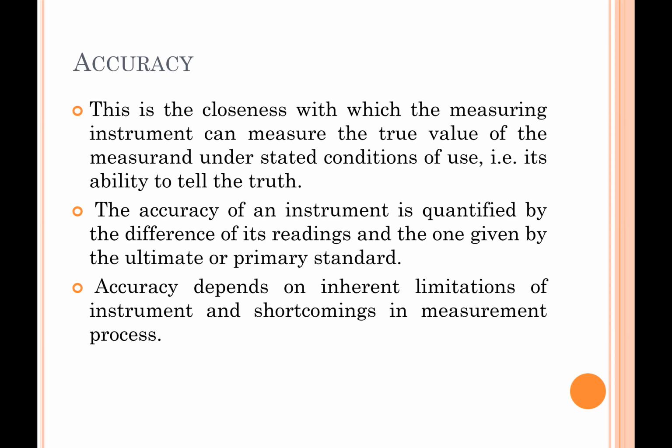Okay, in reality, if the temperature is suppose 40 degrees, then the capability of the instrument to give you the reading as close as possible to 40 degrees is actually accuracy. That means the capability of the instrument, or the closeness of the reading that the measuring instrument is giving to the true value. True value means what the temperature or length actually is, and how much your device is showing.